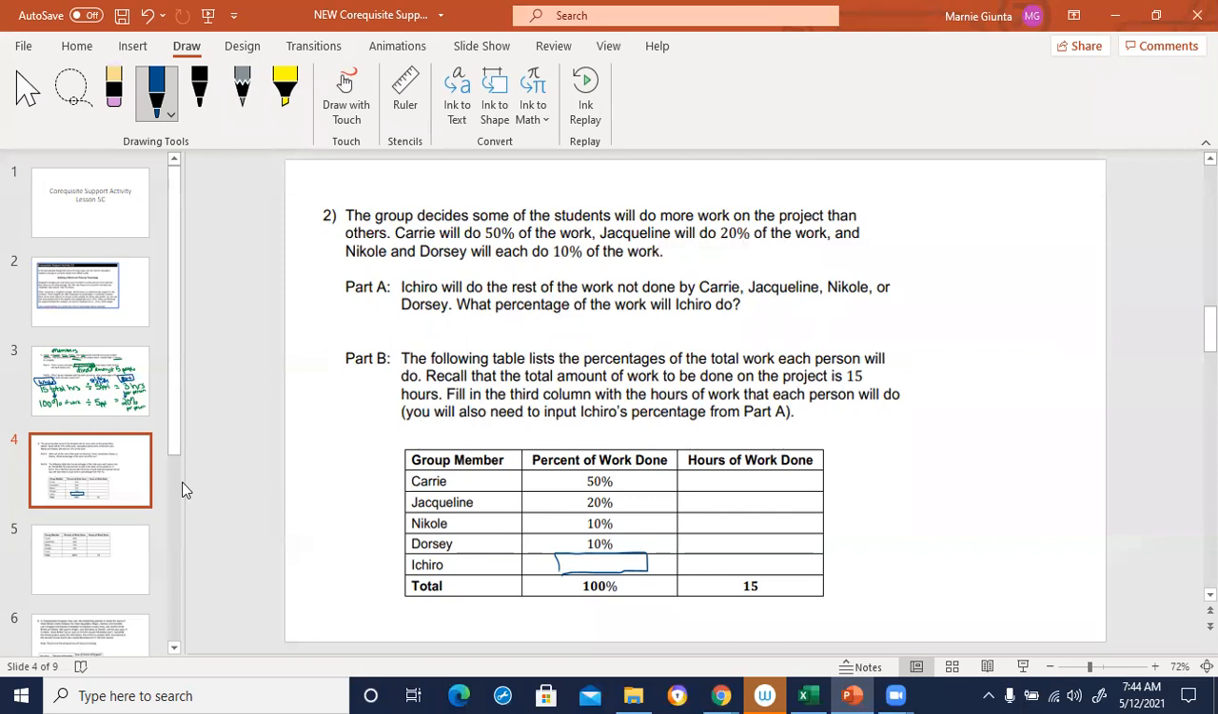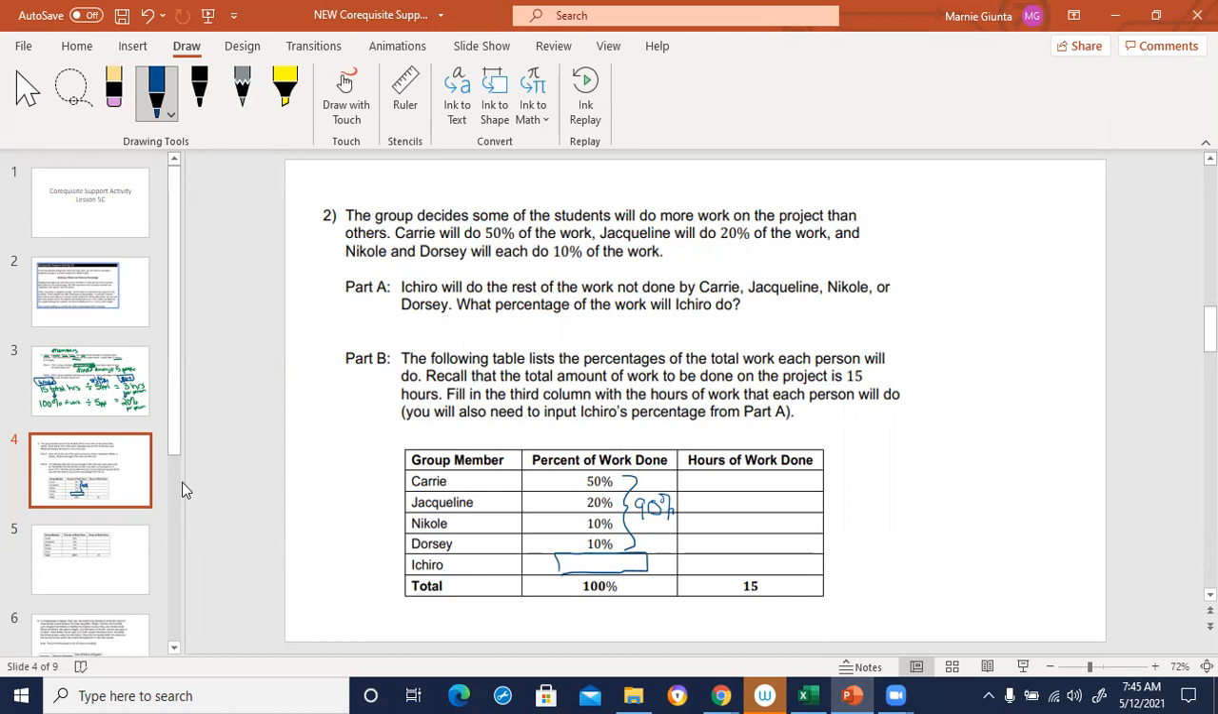Okay, so I'm not sure how all of you would go ahead and solve this, but again, when we are looking at our total must add up to 100%, we already know what these percentages are. You have 50, 20, 10, 10. So 50, 60, 70, 80, 90. That is 90%. And my total must be 100%.